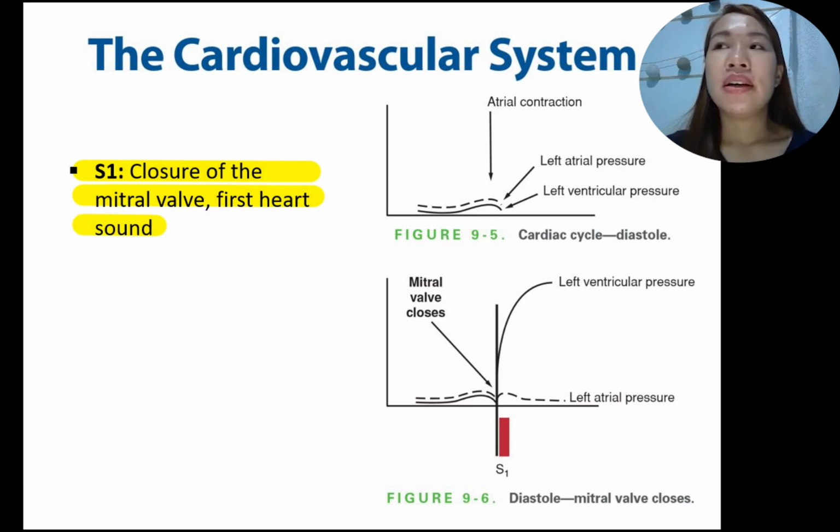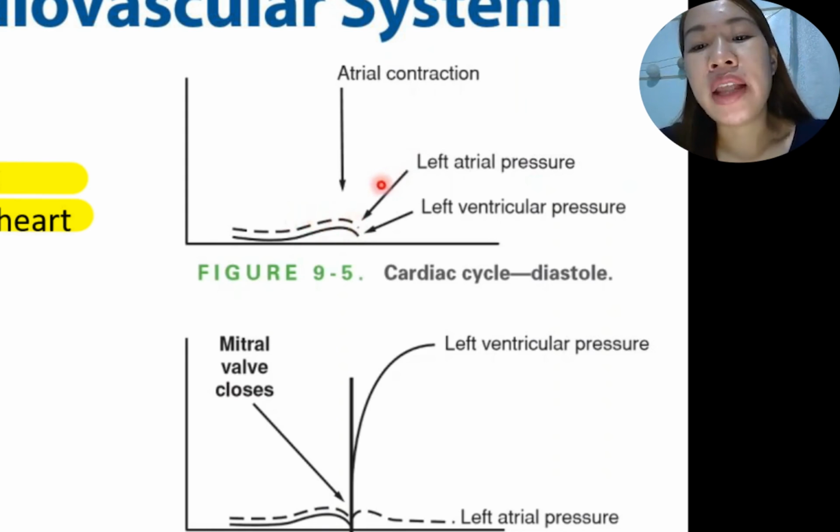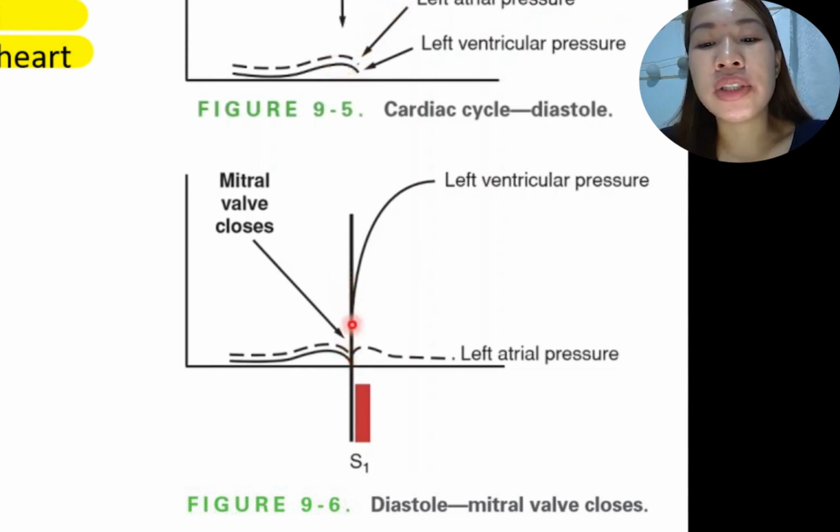So when does the mitral valve close? It closes when the left ventricle contracts, in order to prevent blood from regurgitating or flowing back into the atrium. So we can see here, class, that after an atrial contraction, so we have here the diastole, the mitral valve closes. The left atrial pressure decreases, while the left ventricular pressure will now start to rise because contraction of the ventricle will happen.